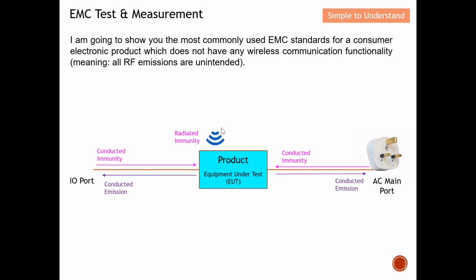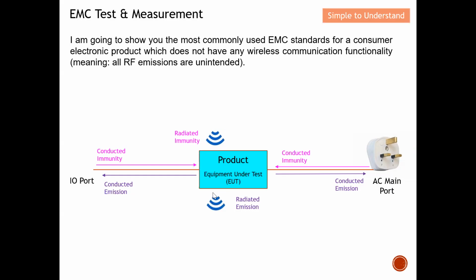What else do we have? We also have radiated immunity, which means that we transmit an electromagnetic wave through the air and disturb your EUT, and we would like to see whether your EUT can still function or not. So this falls under radiated immunity. We have a source quite a fair distance away from the product, 3 meters, let's say. They radiate an electromagnetic wave, this wave hits the EUT, and I'm going to see whether this EUT can function or not. So this falls under radiated immunity.